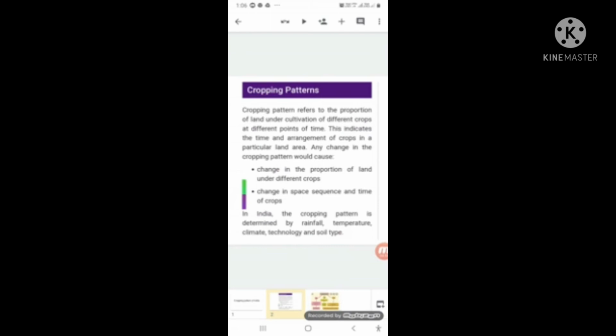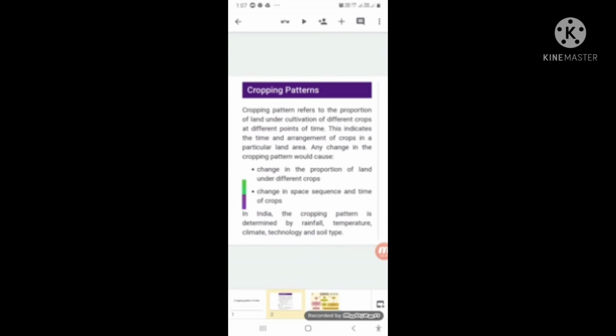Now the second pattern is the mixed cropping pattern. Mixed cropping means not only one crop but different crops are grown on the same area for the same period of time. As you can see in our orchards, we are cultivating apple, pear, palm, cherries, etc. And on the same land we are cultivating pulses, beans, and maize. That's called the mixed pattern.